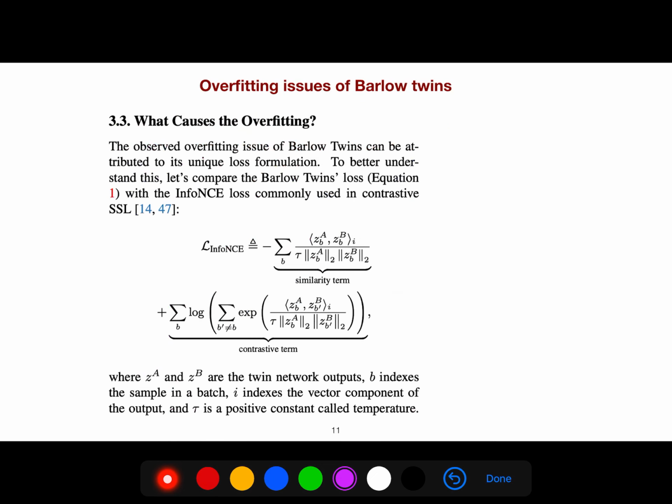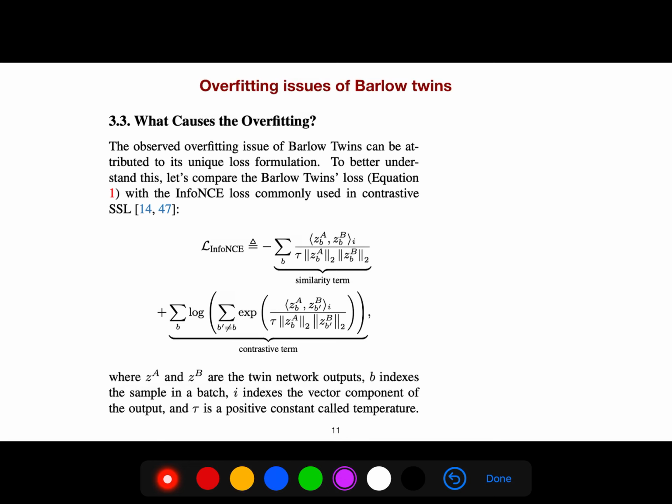But what causes the overfitting? The observed overfitting issue of Barlow Twins can be attributed to its unique loss formulation. To better understand this, let's compare Barlow Twins with the InfoNCE loss.